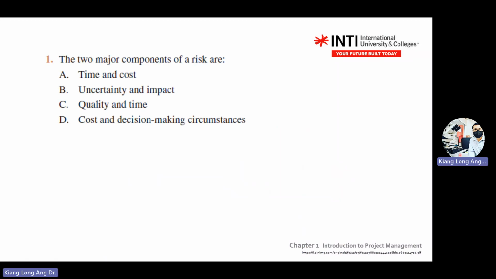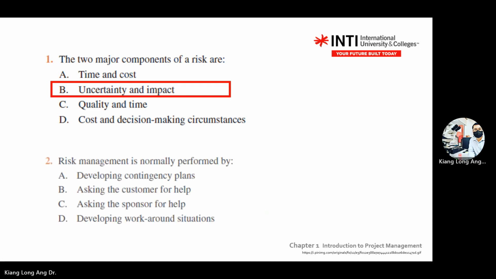Okay, quiz time. It just strengthens your learning. So there are two major components of risk. What are they? Certainty and impact. Okay, the graph. Again, there are two definitions. Probability, impact, safeguard, and what? Hazard. Yeah.